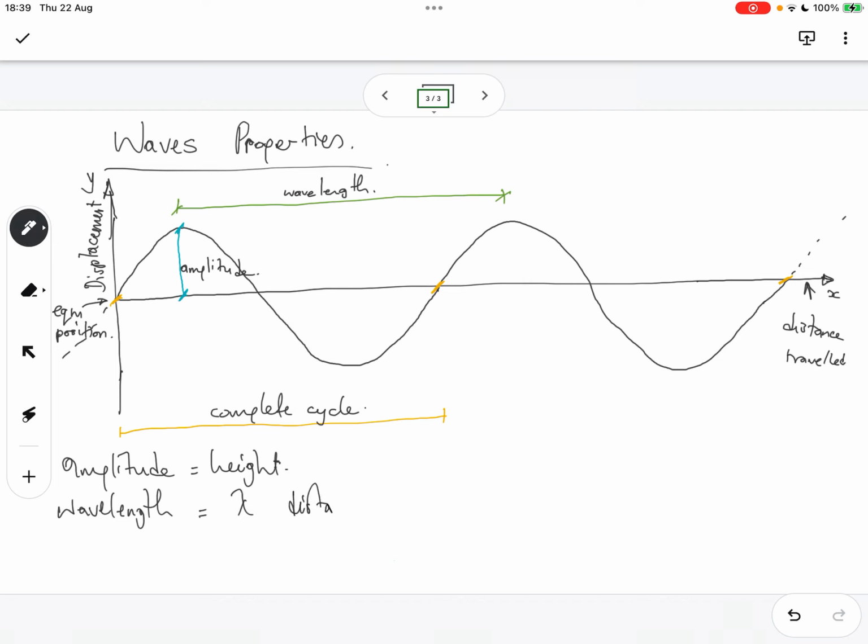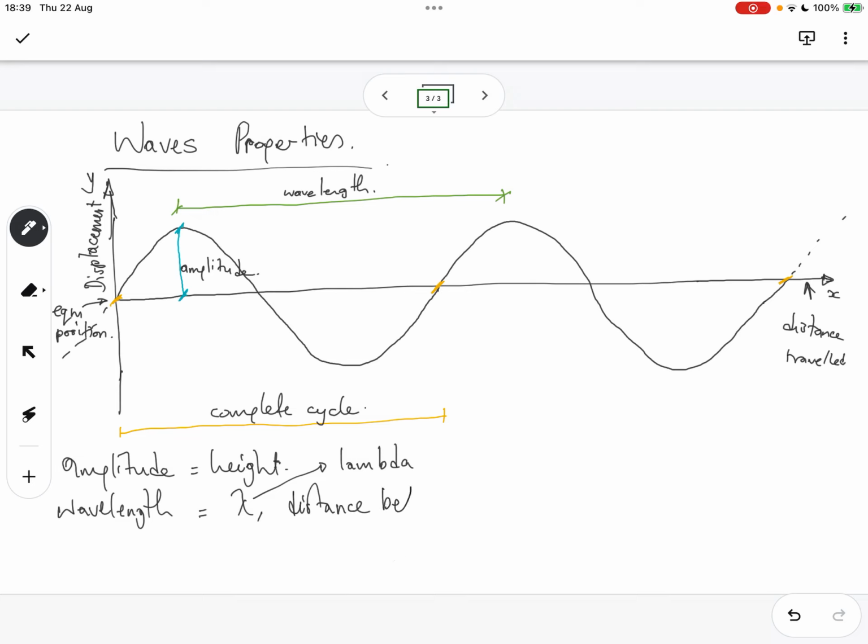Is that the symbol for wavelength? Yes, it's lambda. I wonder who came up with that. It's a Greek symbol, one of those on the Greek alphabet.